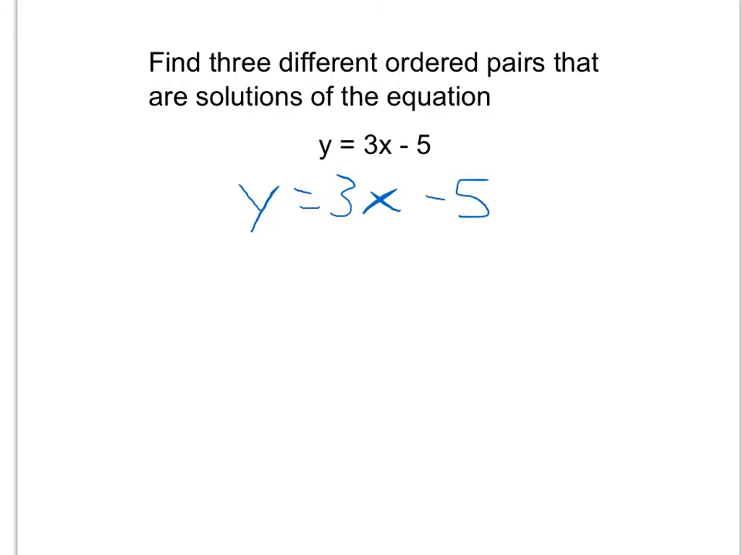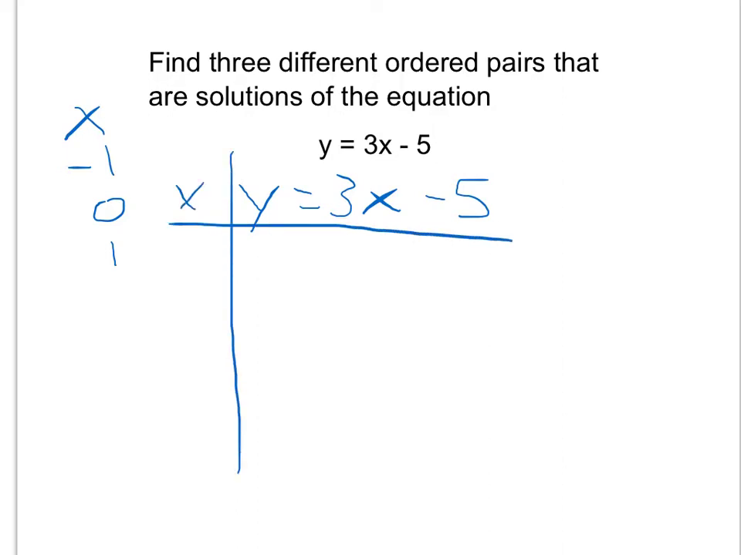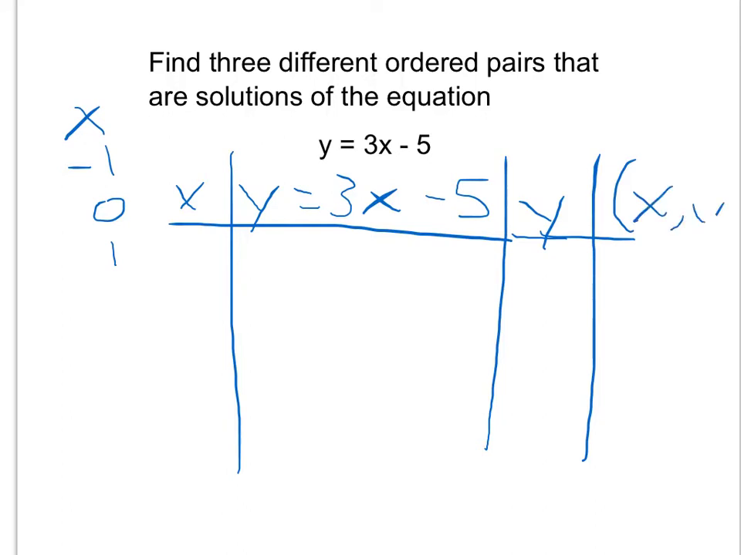Okay, and I need to find 3 different pairs. I'm going to use the numbers negative 1, 0, and 1 for x's, and I'm going to see what values of y I get out of that. Well, what I'm going to want you to do is to actually make a table of values for this. So we're going to have x's, there's our function, and we're going to have y's, and then we're adding in a new column to these now for when we graph. And this 4th column over here is where you will write the coordinate. That's the ordered pair.